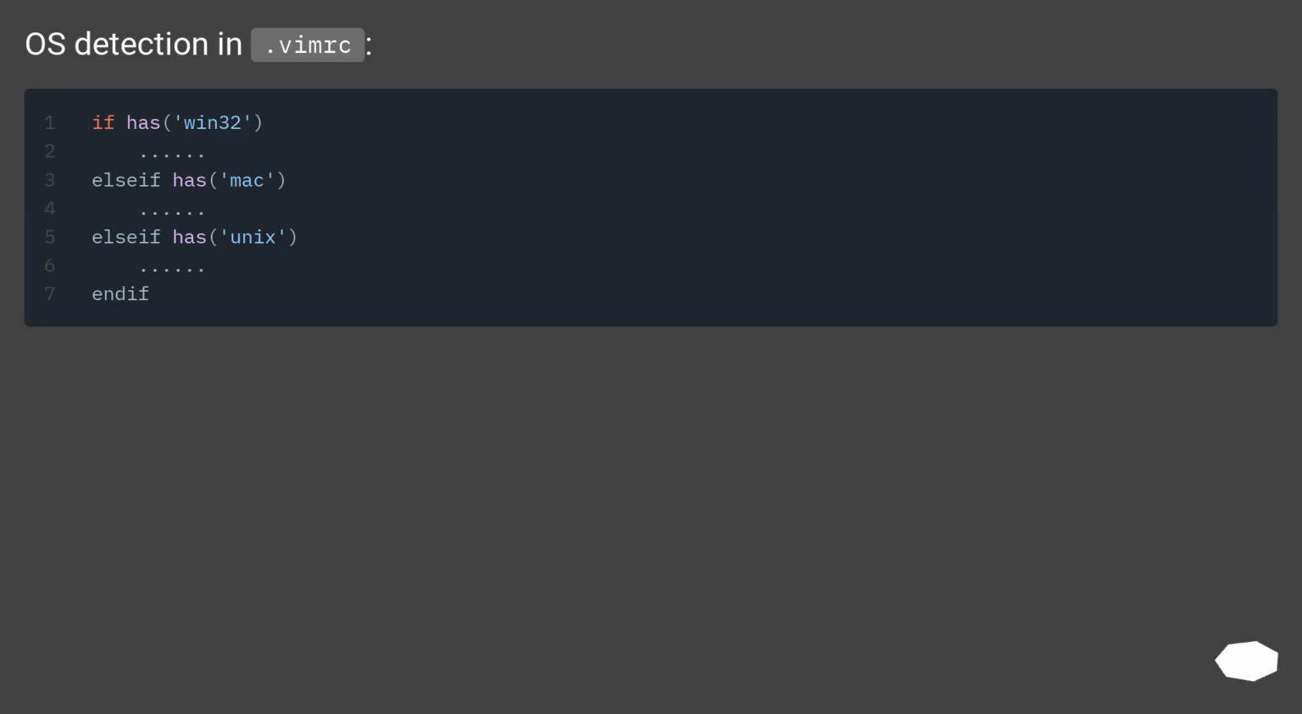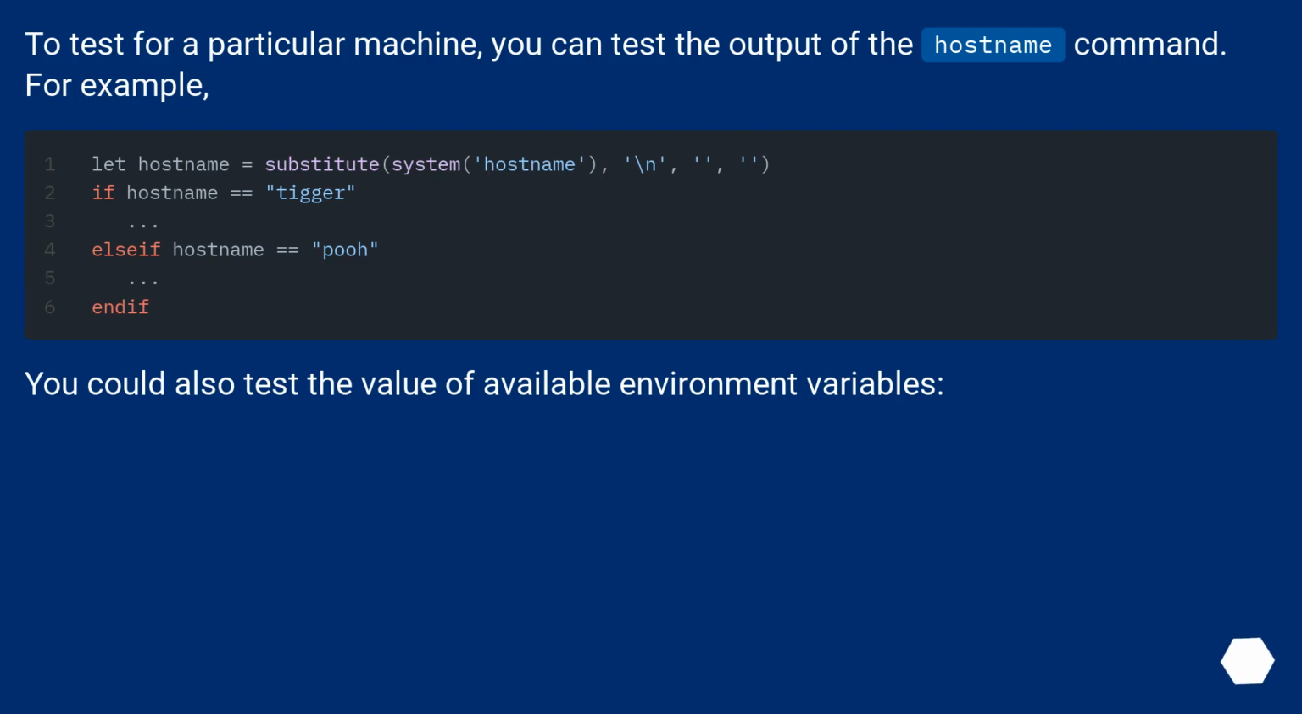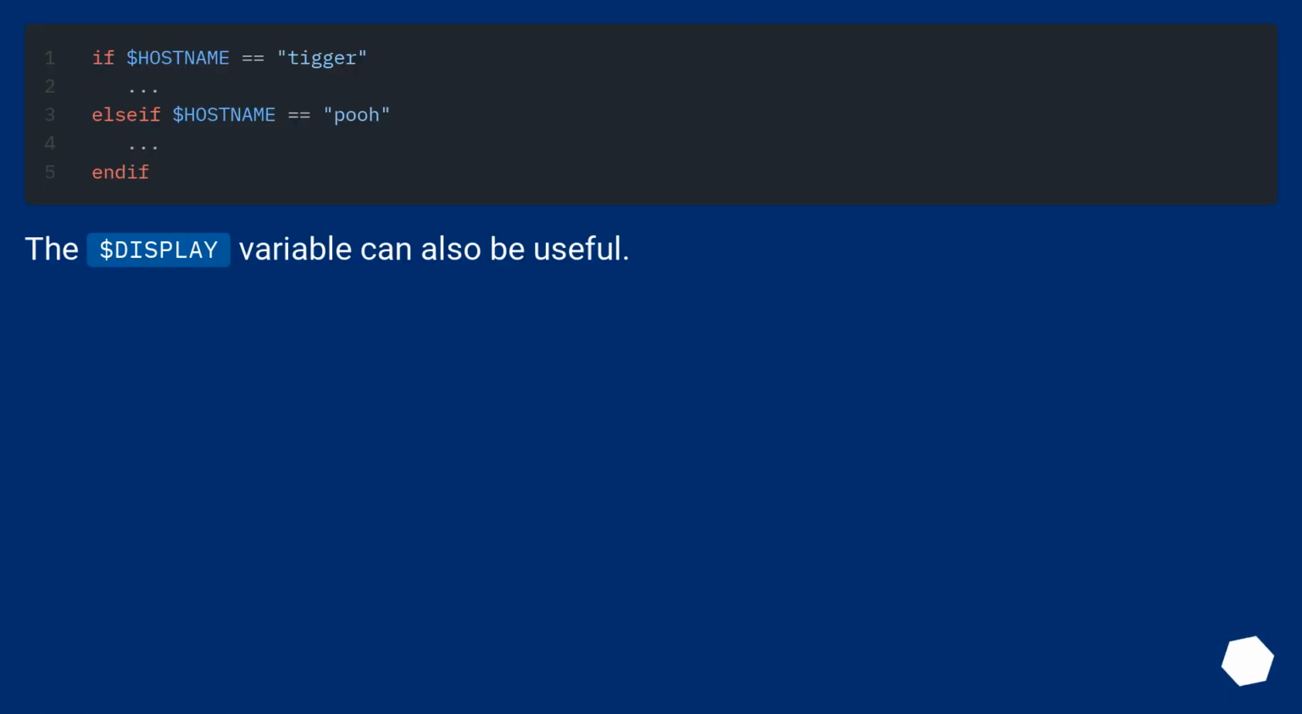OS detection in .vimrc. To test for a particular machine, you can test the output of the hostname command. For example, you could also test the value of available environment variables. The $DISPLAY variable can also be useful.